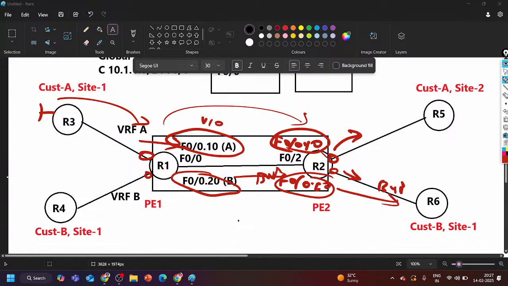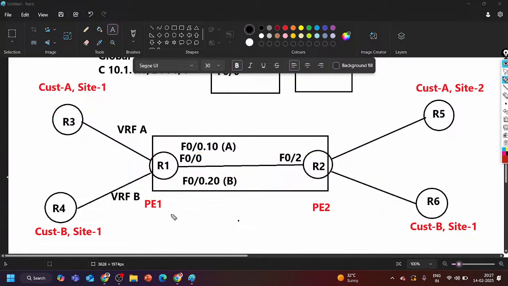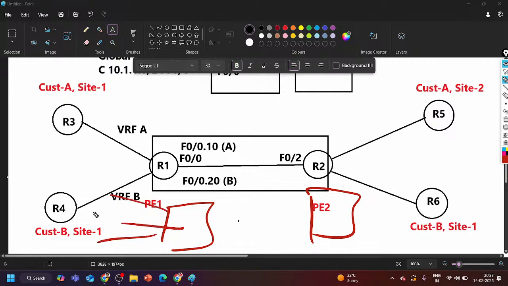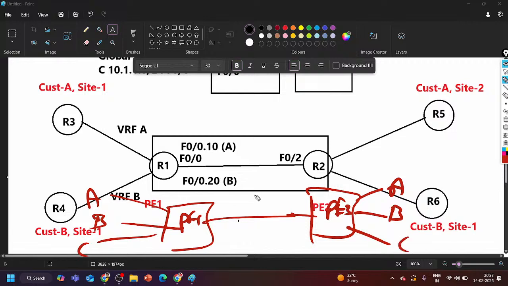So either we can use a subinterface, or a Layer 3 switch. Guys, here I have three customers: customer A, customer B, and customer C. And between P1 and P2, I have only one link. So how can I configure the VRF? How can we exchange the routes for A, B, C? Again, this is site 1, this is site 2.